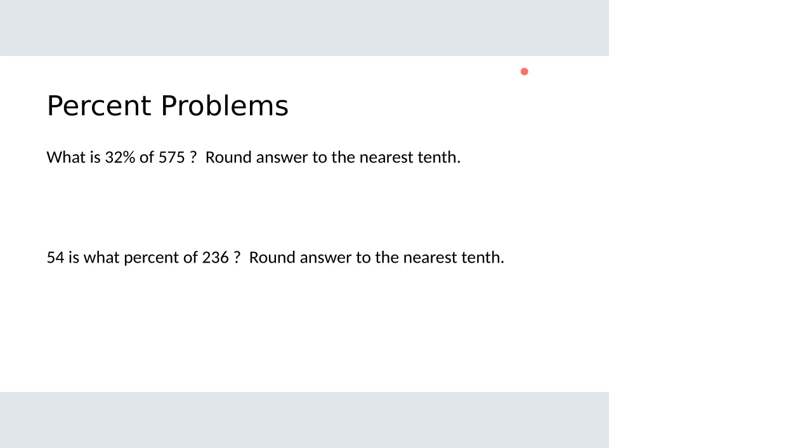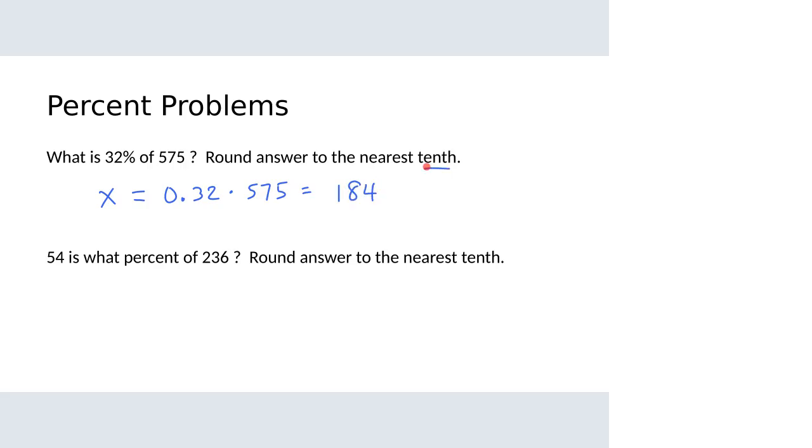So our first question here says, what is 32% of 575? What is the thing we don't know? So we'll call that X. Is translates to equals. 32% we'll write as a decimal. Of is multiply, and 575 is just 575. In this one, we don't really need to solve an equation. We just need to multiply here, and we'll do 0.32 times 575 and end up with 184.